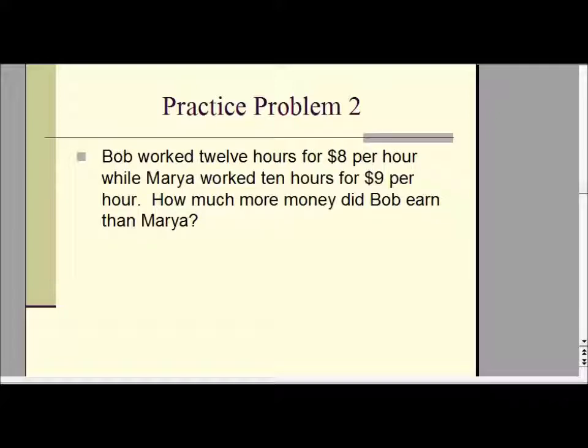Practice problem 2. Bob worked 12 hours for $8 per hour, while Maria worked 10 hours for $9 per hour. How much more money did Bob earn than Maria?